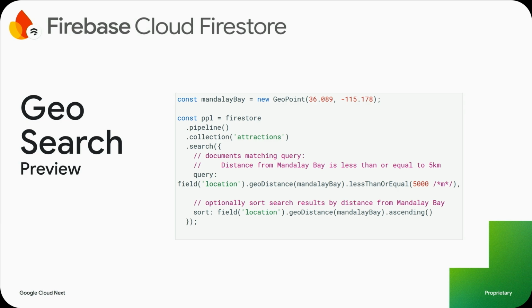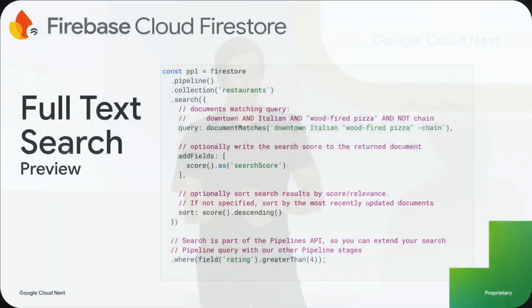GeoSearch. Woo! With GeoSearch, you can use expressions and methods like longitude and latitude, geopoints, geodistance to query your collection of documents without using any extension. It's here, folks. It's here.